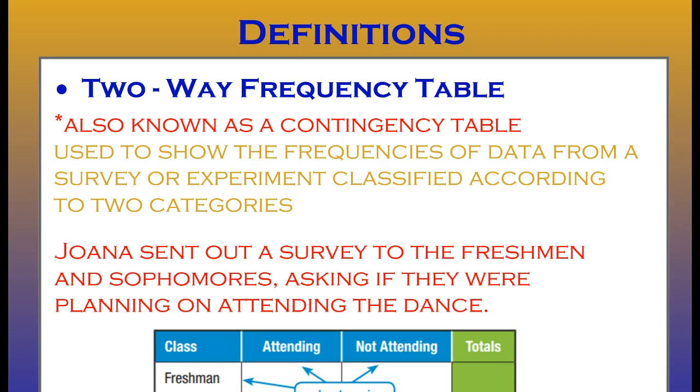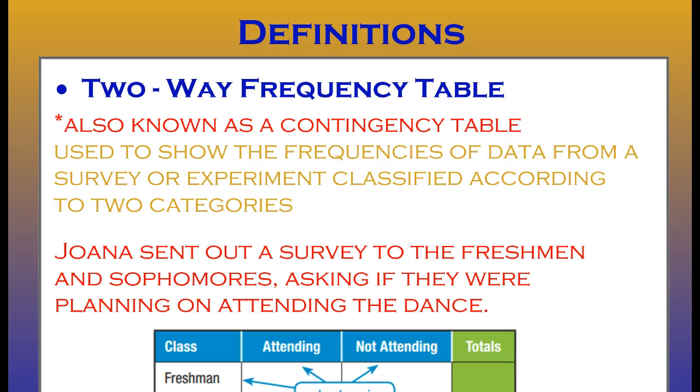Two-way frequency tables are a little bit different than just a traditional frequency table. Two-way frequency tables are also known as contingency tables. But for the remainder of this lesson, we'll just call them two-way frequency tables. A two-way frequency table is used to show the frequencies of data from a survey or experiment classified according to two categories.